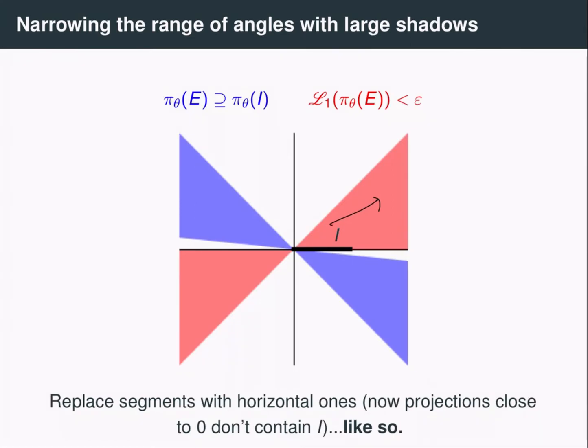Now, however, if I project in a direction very close to 0, because my set is now a union of line segments parallel to the x-axis, if I project in the direction theta equals 0, or in a direction close to that, the projections of these lines will be very small. So I can't guarantee that this blue region, where the projection of E contains the interval, will also include a small interval of directions just below 0. But it's still going to contain most of the previous directions.